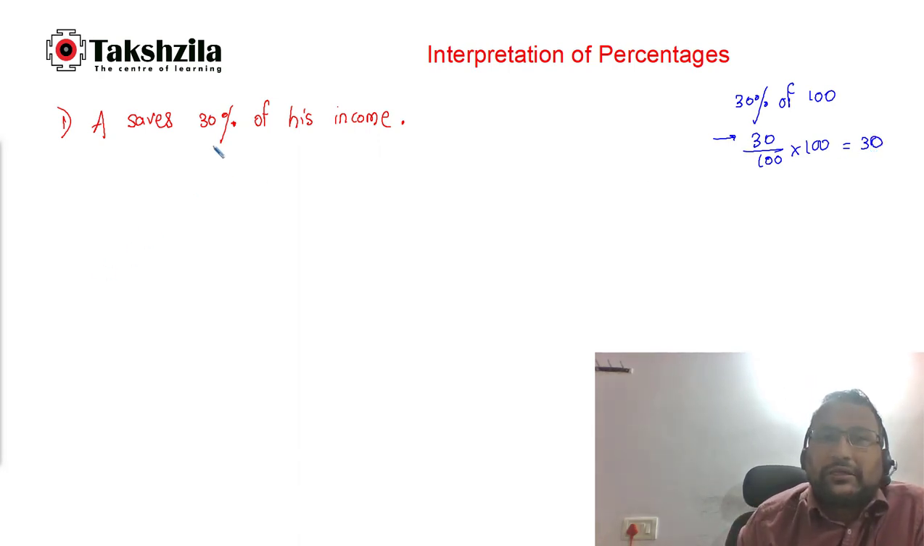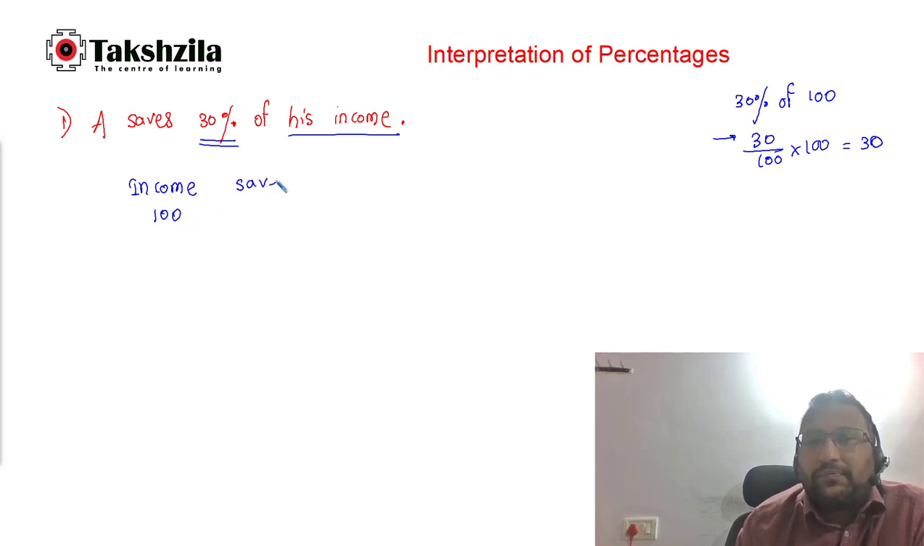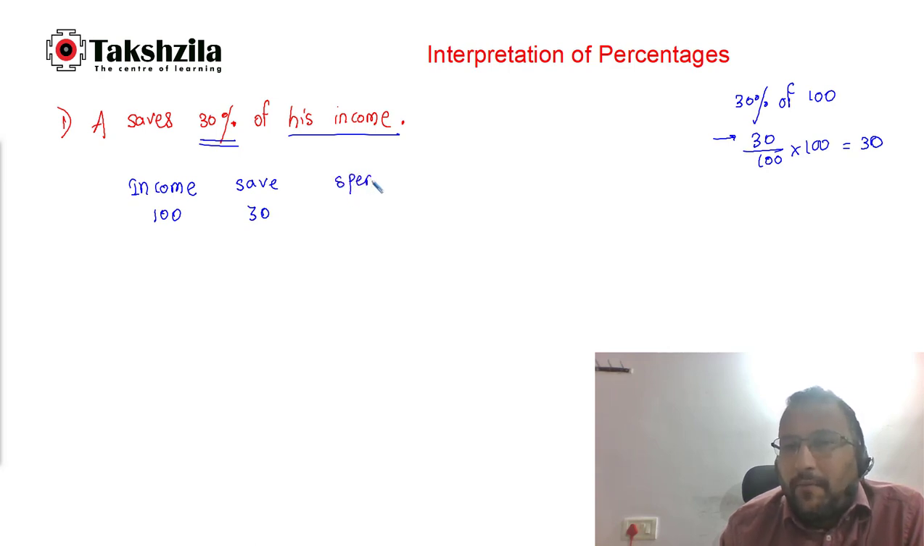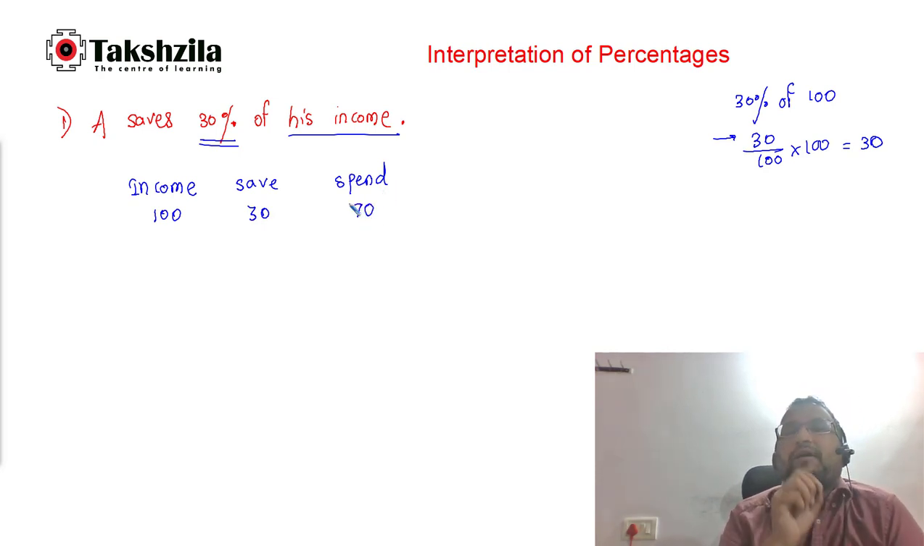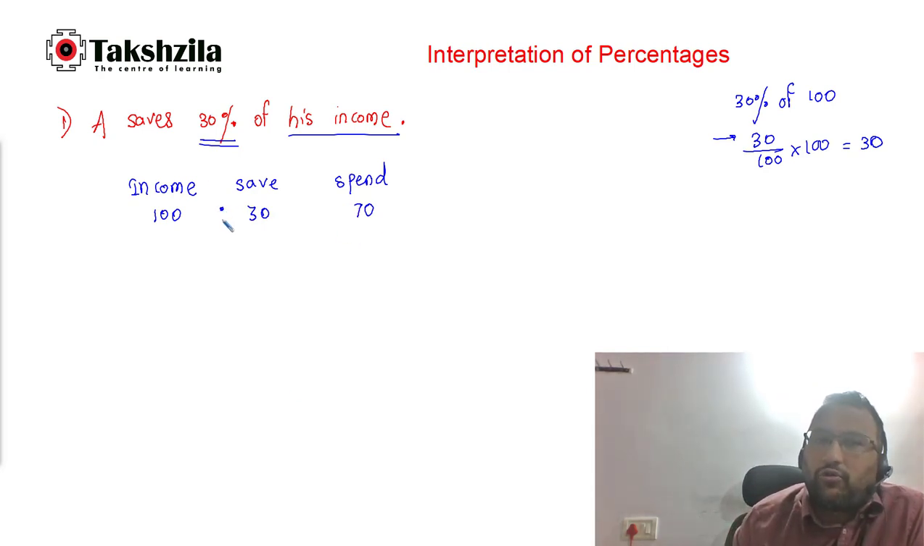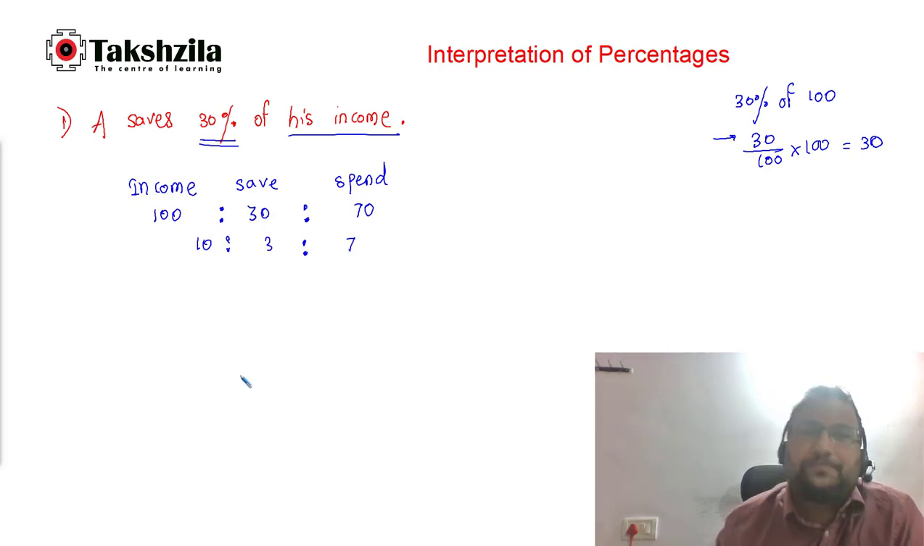For example, over here this 30% is applicable on his income. If I assume the income of A is 100 rupees, then A is going to save 30% of 100, which is 30 rupees, and A is going to spend the remaining amount. The remaining amount is 100 minus 30, that is equal to 70. So if the income of A is 100, he is going to save 30 rupees and spend 70 rupees. So the ratio of income, saving and expenditure is going to be 10:3:7. This is how we can interpret this statement.